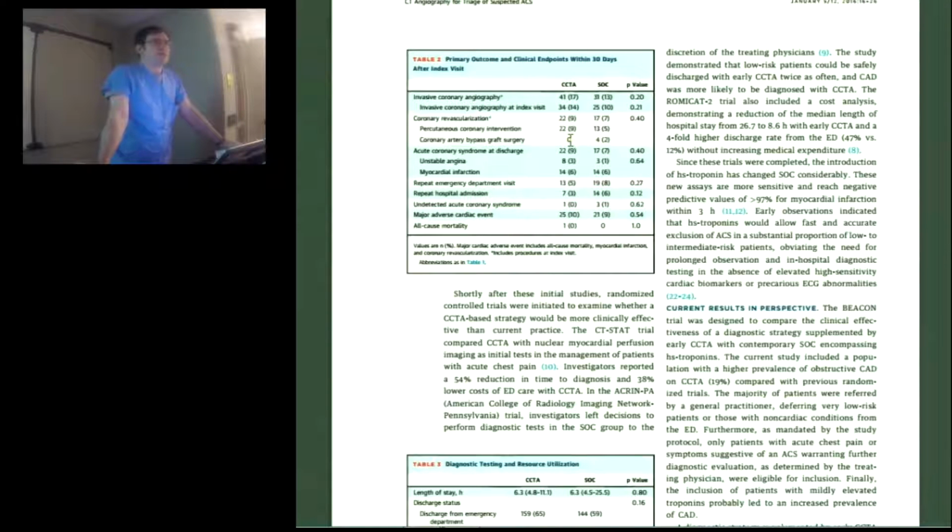What about the numbers I had before? This is what I was looking for earlier. 41 patients, so 17% in the CTA arm, and 31 patients, which is 13% in the standard of care arm. More in the CTA arm. Correct, kind of expected. How about how many patients in the CTA arm end up having some non-invasive testing?